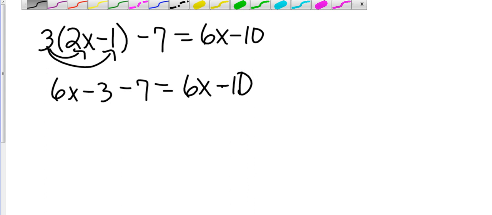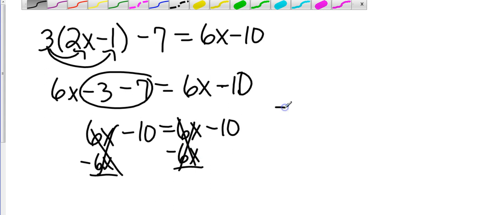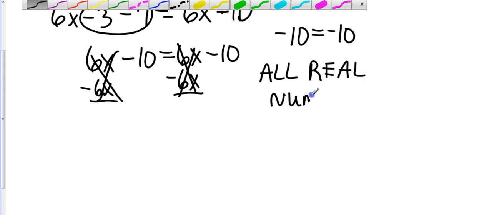So now I have some like terms over on this side that are just numbers. I want to go ahead and put those together. And what you will notice in this case, if I subtracted the 6x's, that we come out with something that is true. Negative 10 is equal to negative 10. What this means is that I can put all real numbers as solutions.